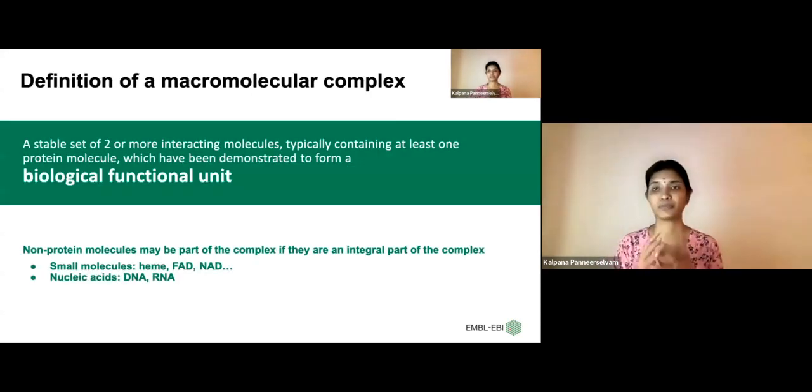Let me define what a macromolecule complex is for Complex Portal. It could represent a stable set of two or more interacting molecules, typically containing at least one protein molecule, which have been demonstrated to form a biological functional unit. So this clearly differentiates: sometimes you have interaction data or a crystal structure having two or three protein molecules, and unless it has a proven biological function as a whole unit together, we cannot consider them as complexes for Complex Portal entries.